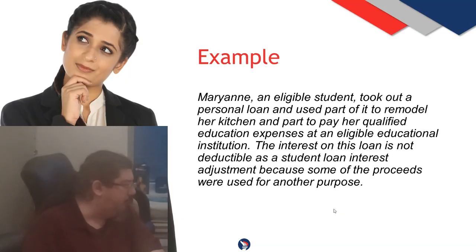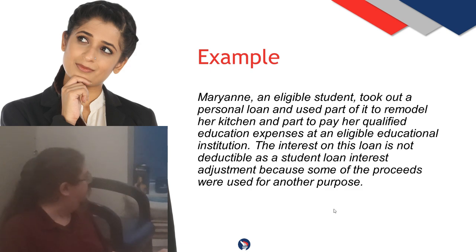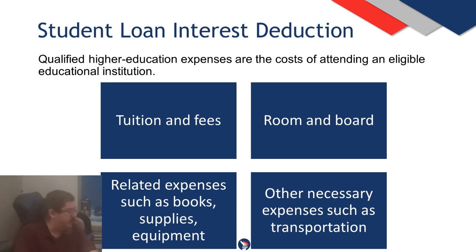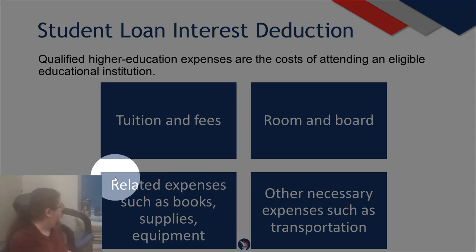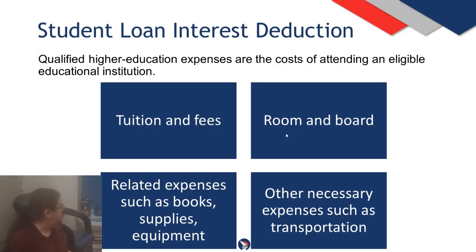Marianne took out a loan and used part of it to remodel her kitchen and part of it to pay her education expenses. That is not a student loan. The qualified expenses for purposes of the student loan are much broader than qualified expenses for purposes of American Opportunity and lifetime learning credit. It does still include tuition and fees and related expenses, books, supplies, and equipment. But it also includes room and board and transportation.